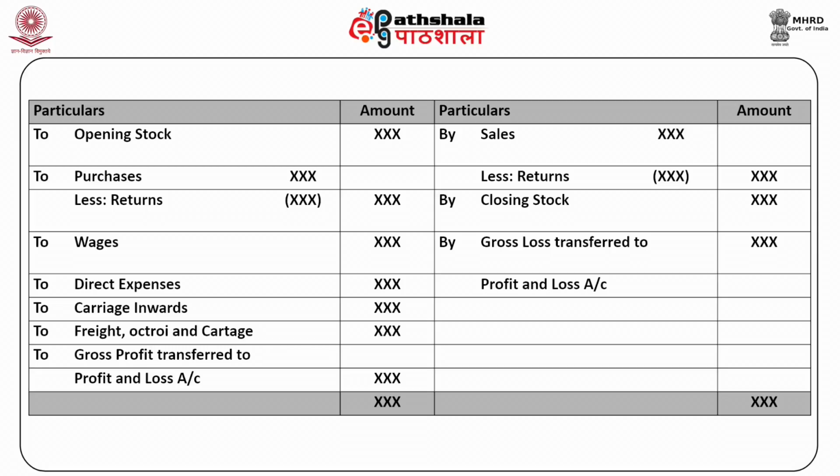On the right hand side, you find by sales less sales return, by closing stock, by gross loss transferred to profit and loss account. So the two sides will balance.